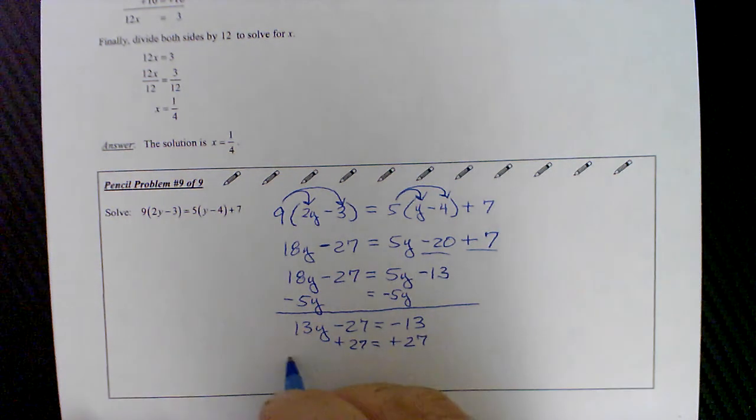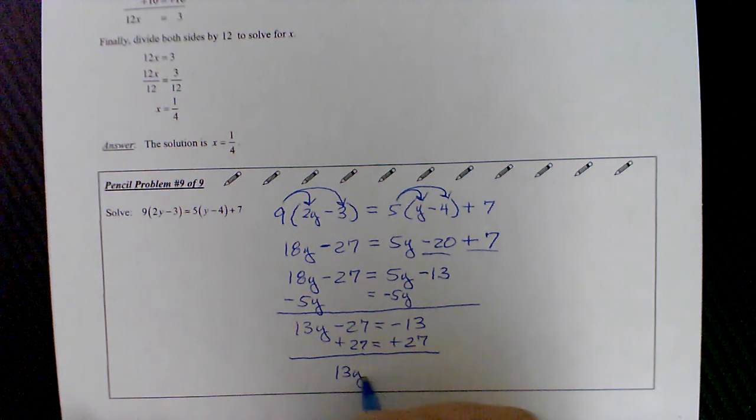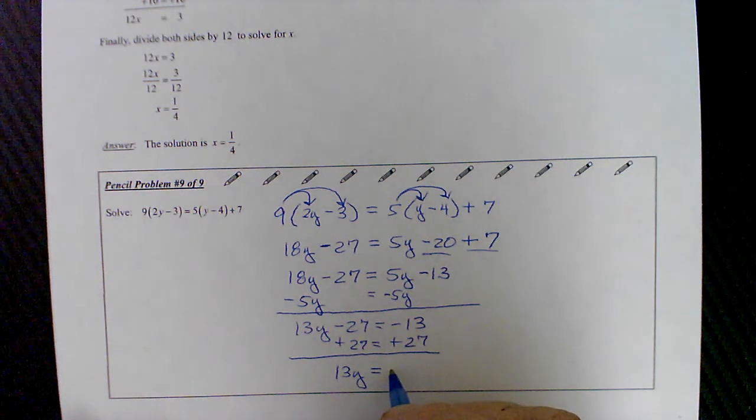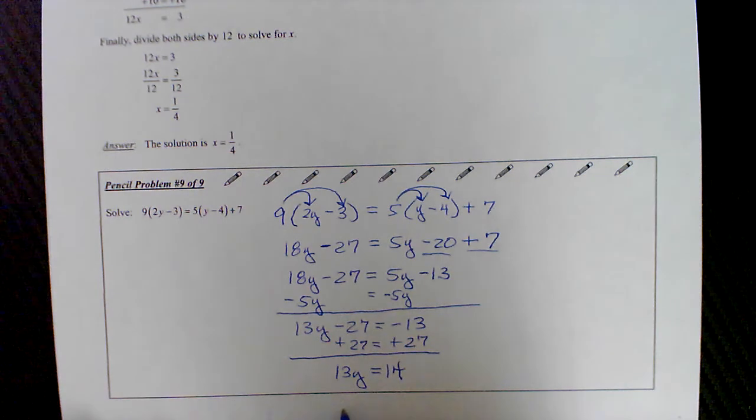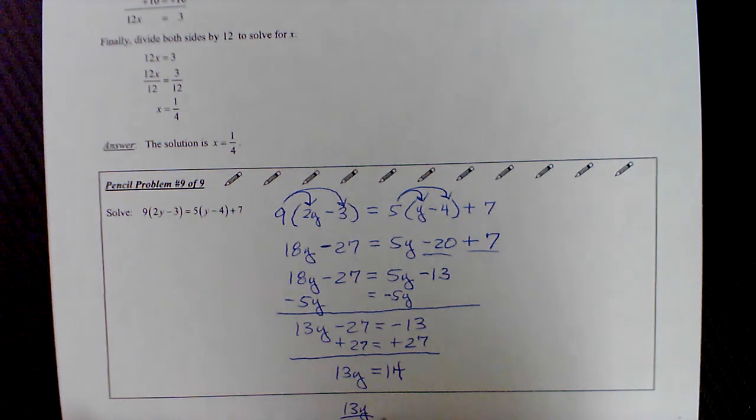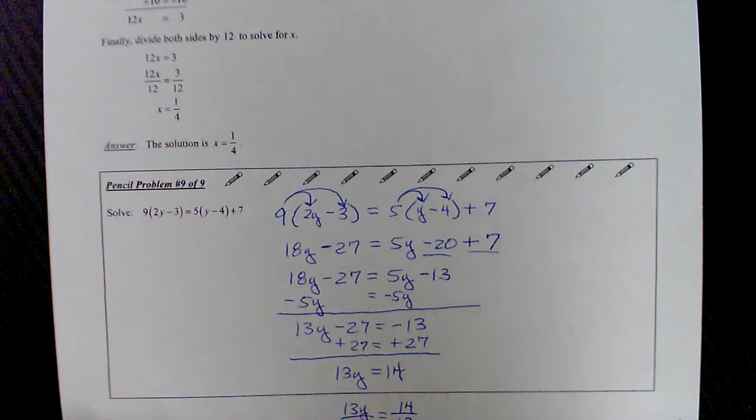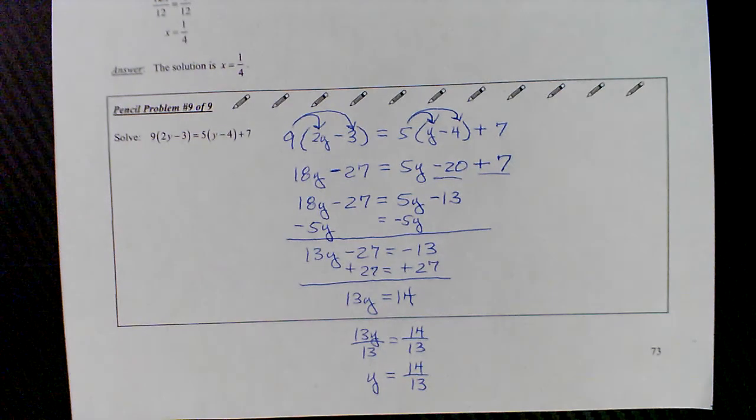So 13y equals, looks like 14, and then our division. Now this one doesn't come out pretty, and that's okay. It is okay to have fractions as your answers. So here we get 14 over 13, and we just leave it. So fractional answers are okay. Now, obviously, substituting in 14 over 13 to show a check would be fairly tedious, but it can be done. Okay, so that's the end of lesson 8 for the pencil problem.